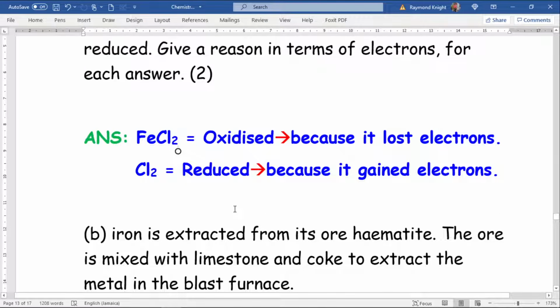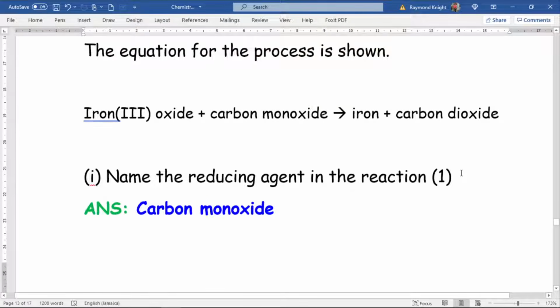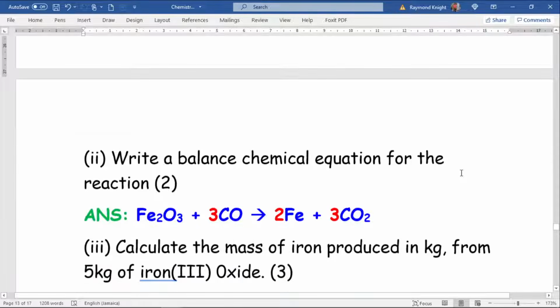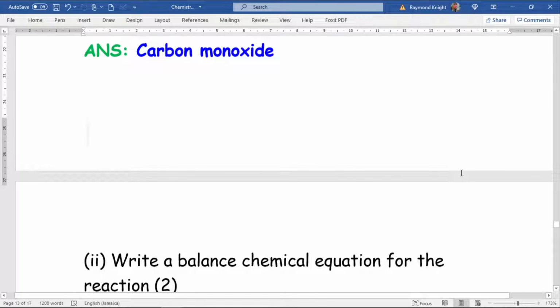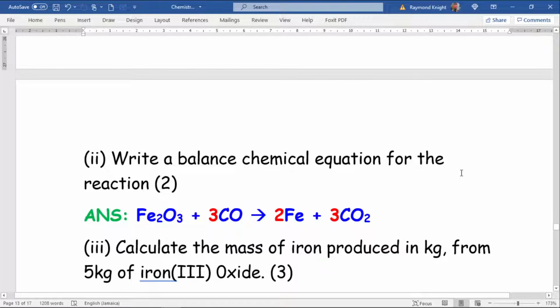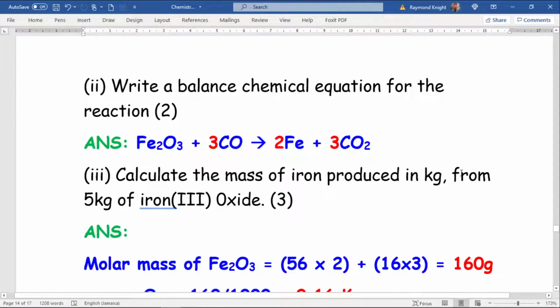I think I never answered above. Oh, yeah, okay, I did answer it. I just remember about losing and gaining electrons. Once oxidized, it means it lost electrons. Once reduced, it means it gained electrons. I thought I never answered that. Great. So here, to write a balanced chemical equation for the reaction again, it will be iron(III) oxide plus carbon monoxide gives iron, and then that will be the balanced equation.